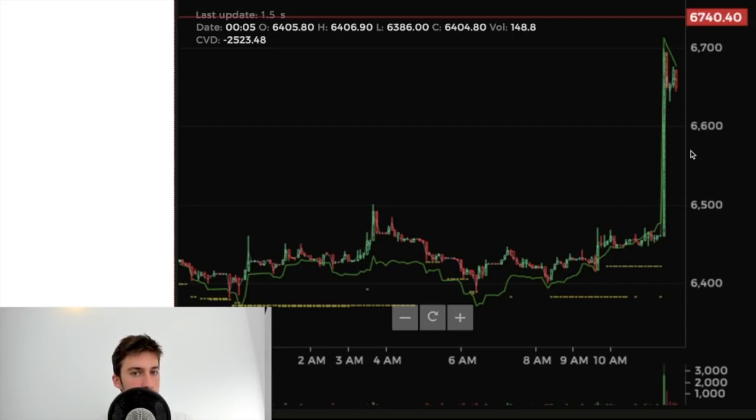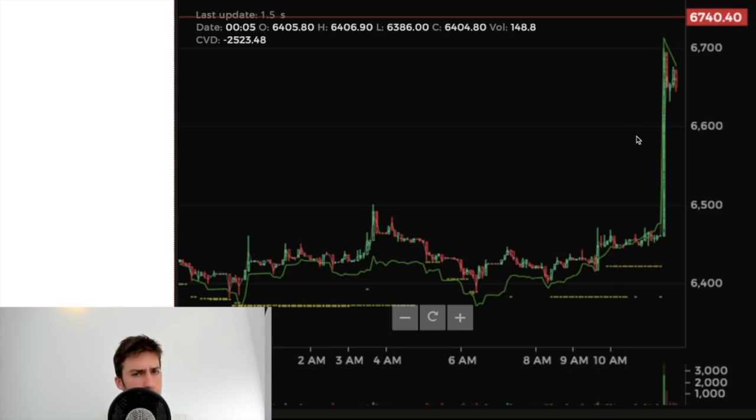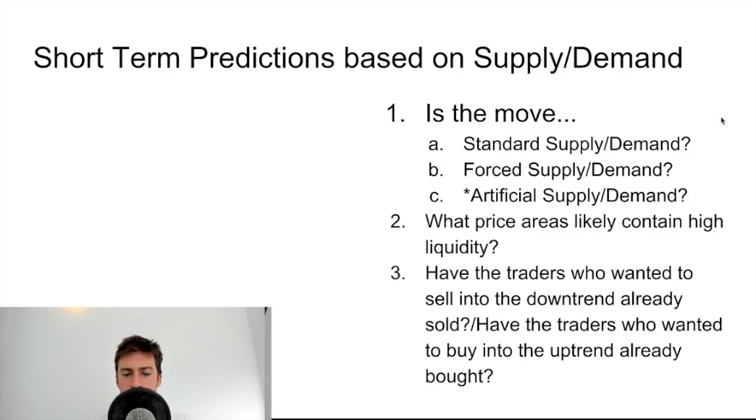So I wouldn't worry too much about artificial supply and demand. I just wanted to put this in here to hit all 3 points of major supply and demand. But this one's a little bit trickier, I will say, to find in the market.